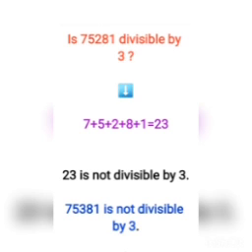Now, is 23 divisible by 3 or not? Does 23 come in the table of 3? Recall, the number 23 does not come in the table of 3. So 23 is not divisible by 3. So it means even this number, 75281, is not divisible by 3. Now like that you can check whether any number is divisible by 3 or not.